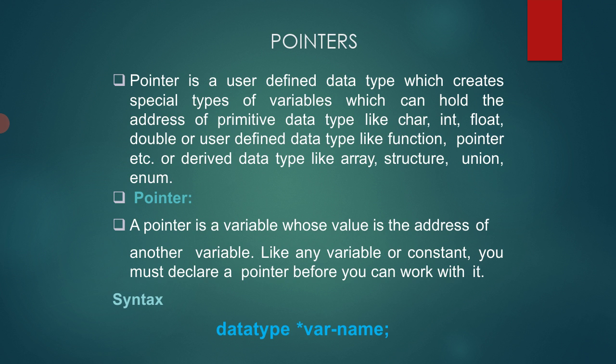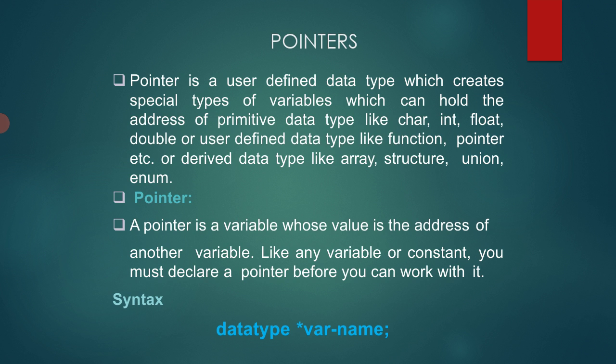I have already explained you. Like any variable or constant, you must declare a pointer before you can work with it. So as we have studied in C++ that whenever we have to use a variable, function, array, we first have to declare all these things. So similarly, if we want to use pointers, we also have to declare the pointers first.